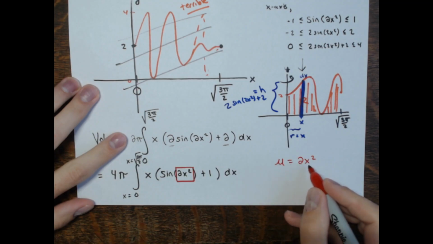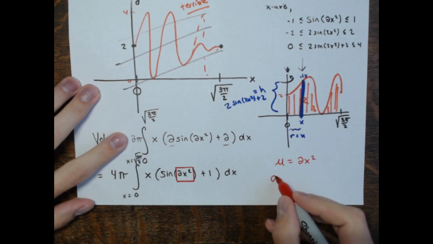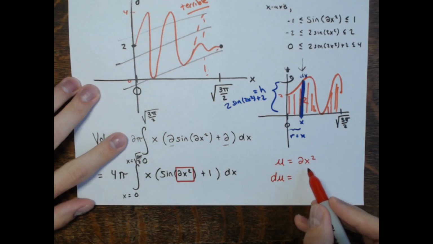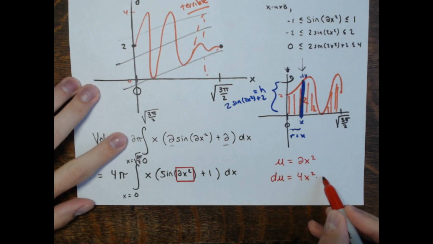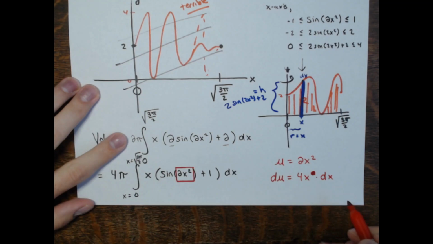And then remember, when you replace an expression with x with an expression with a new variable, you also have to get the differential, du, for that new variable. So then du, the differential of the new variable, is simply the derivative of the old expression times the differential of the old variable. The derivative of 2x squared would be 4x to the first times dx.